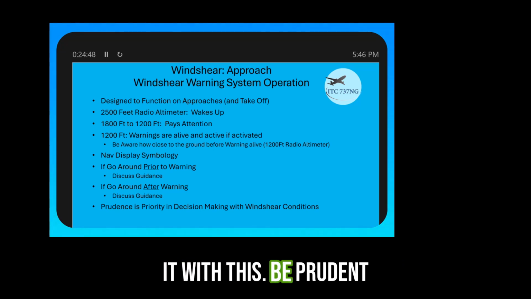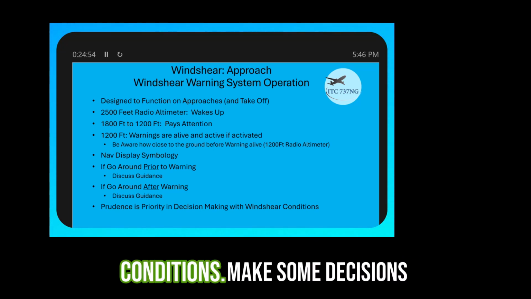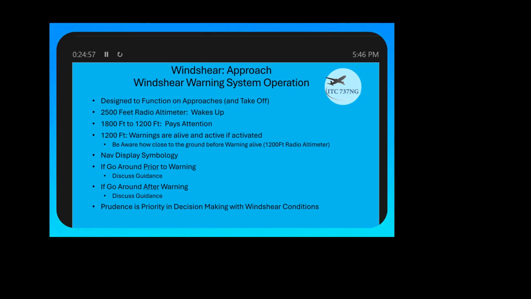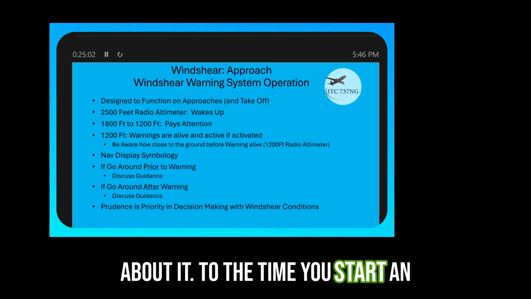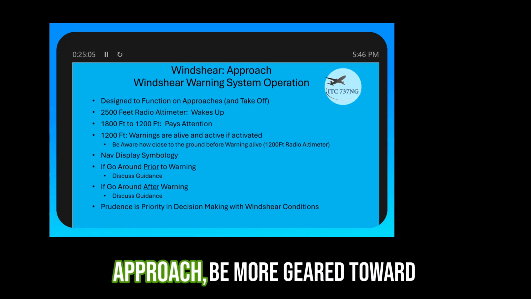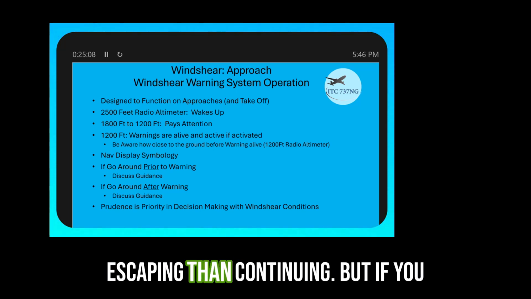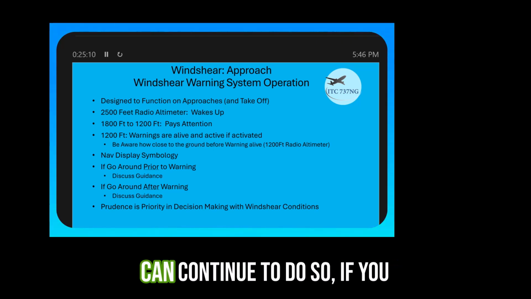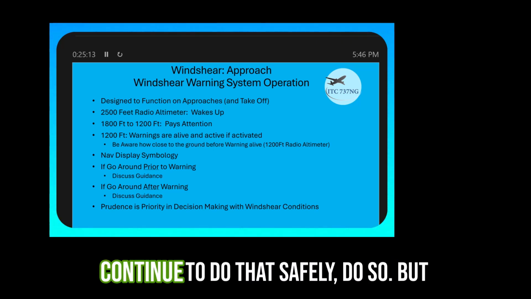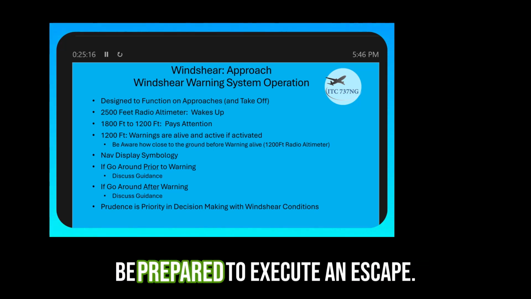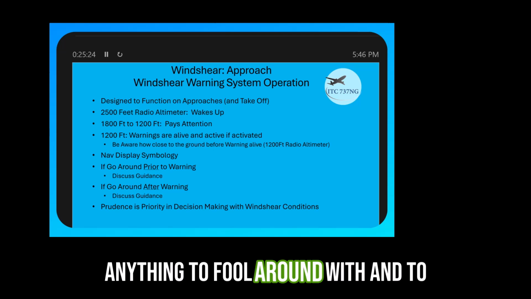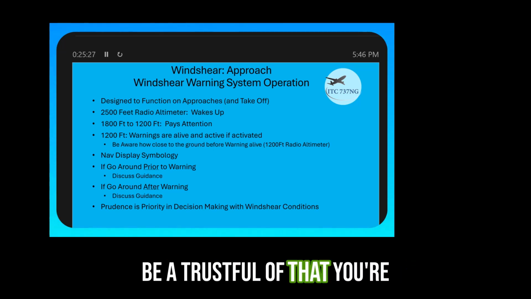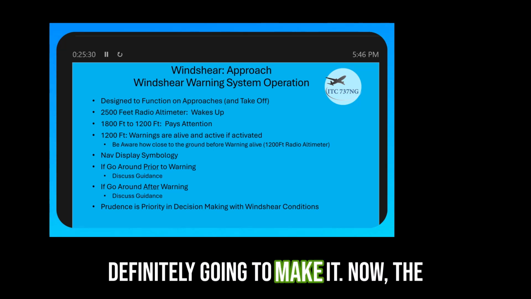I want to end it with this. Be prudent about challenging wind shear conditions. Make some decisions continually from the time you learn about it to the time you start an approach, and once you start an approach, be more geared toward escaping than continuing. But if you can continue safely, do so. But be prepared to execute an escape. These wind shear conditions are not anything to fool around with, and to be trustful that you're definitely going to make it.